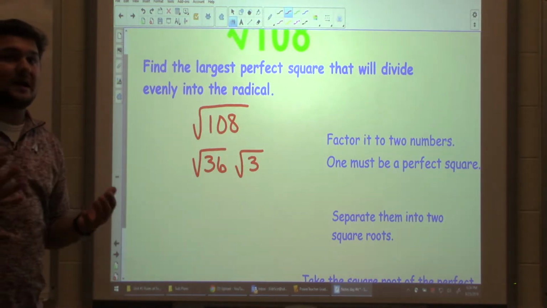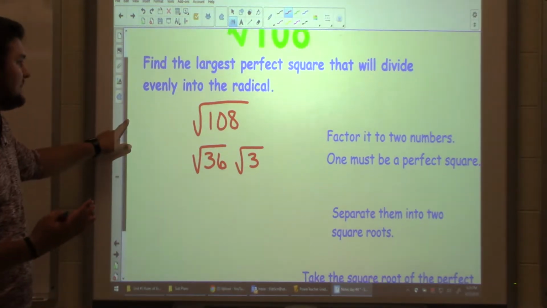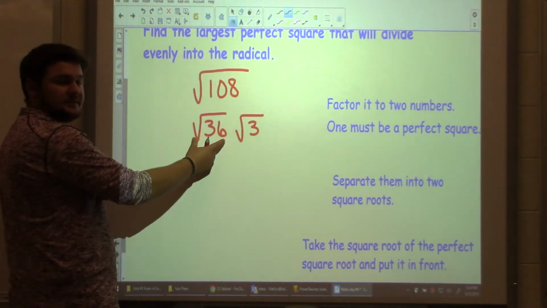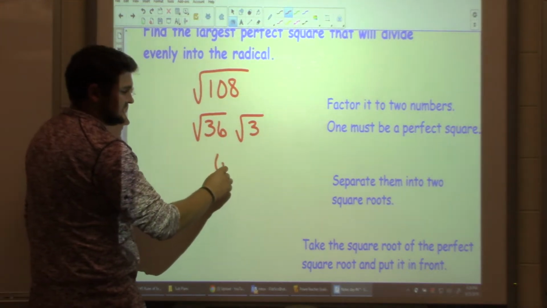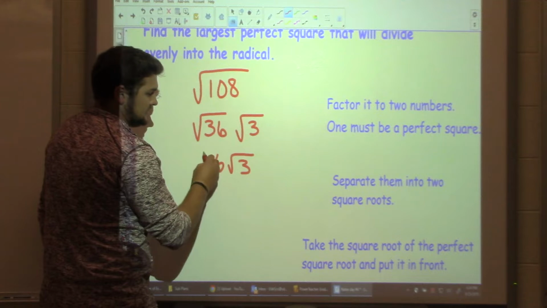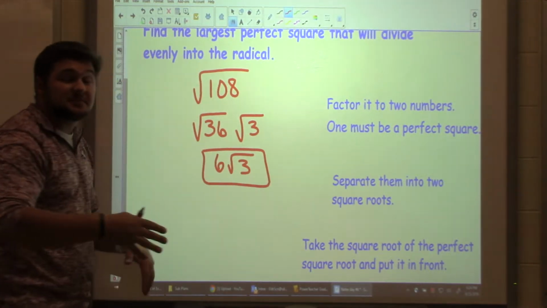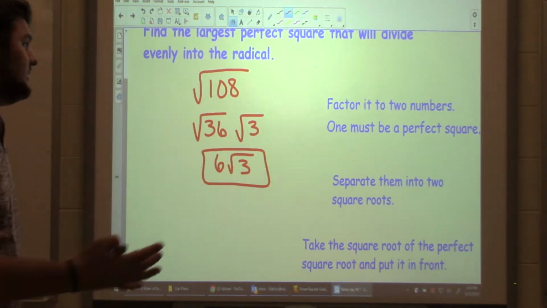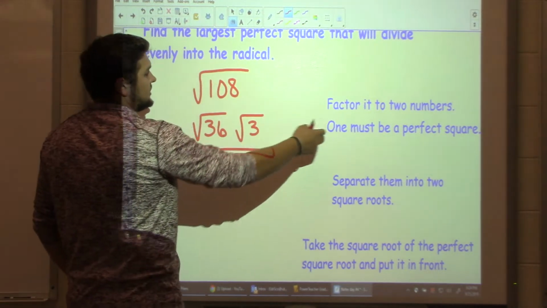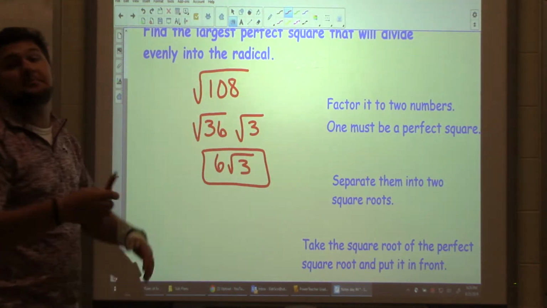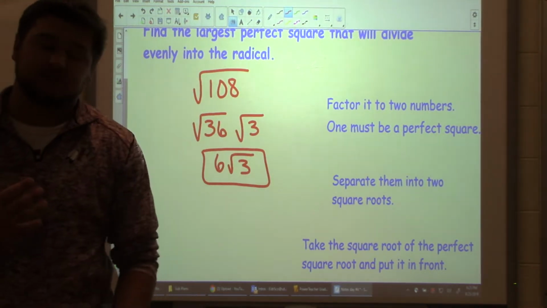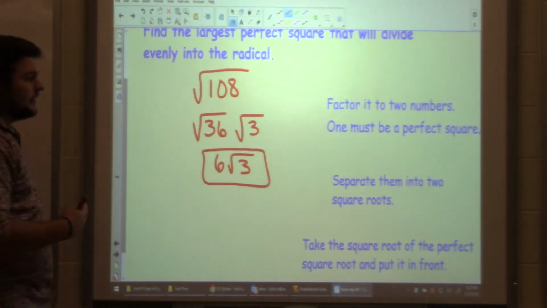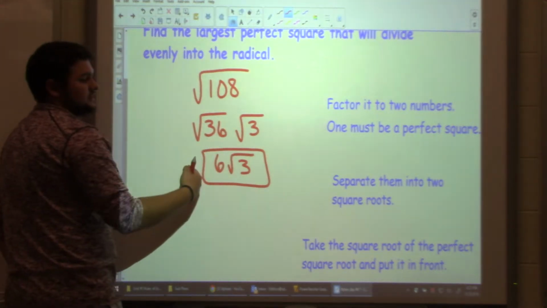Now you're probably wondering, why does that help us? Well, what's going to happen then is, I can take the square root of 36 and I get 6 square roots of 3. And that's my simplified radical form. Right? So we're looking for factoring into two numbers. One of them has to be perfect square. We're looking for the biggest perfect square. If you don't get the biggest perfect square, it'll still work out. We'll see that later. But the biggest perfect square is 36.